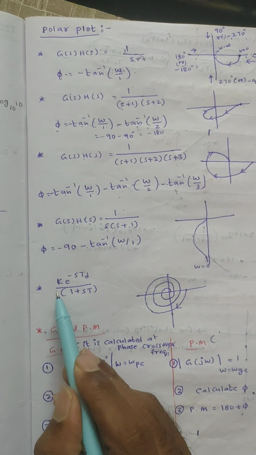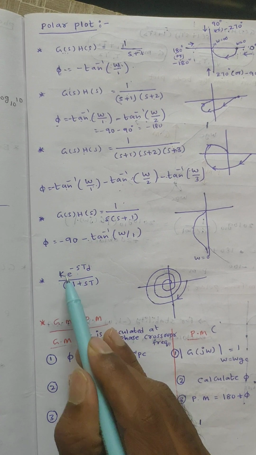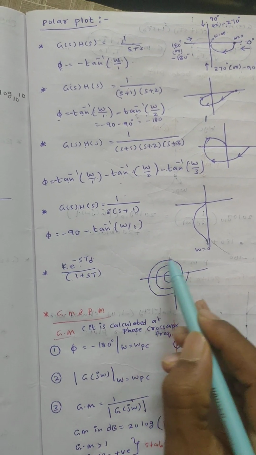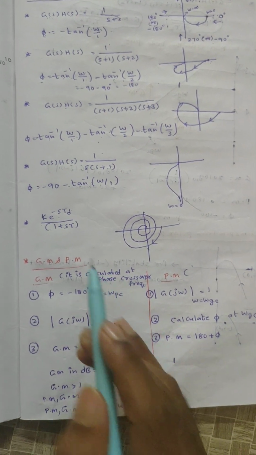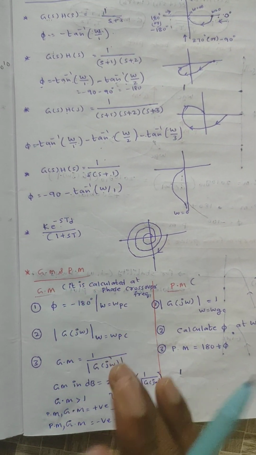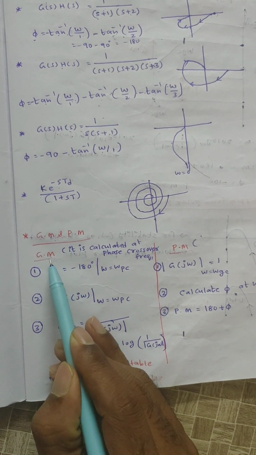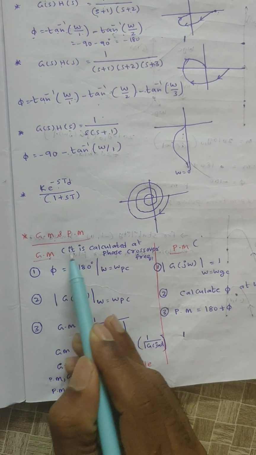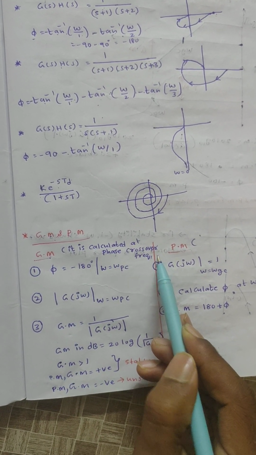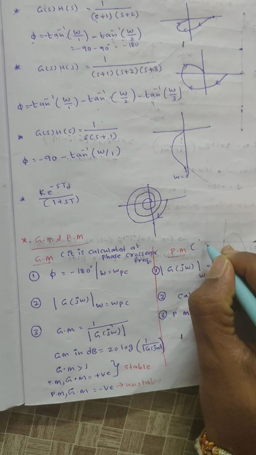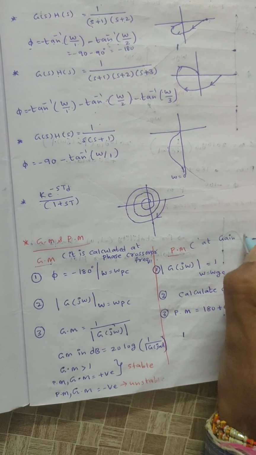For the plot of K e^(-sT)/(1+sT), an exponential function, in this way we can draw the polar plot. Remember this point. After that, gain margin and phase margin of a system. Gain margin is always calculated at the phase crossover frequency, whereas phase margin is calculated at the gain crossover frequency.